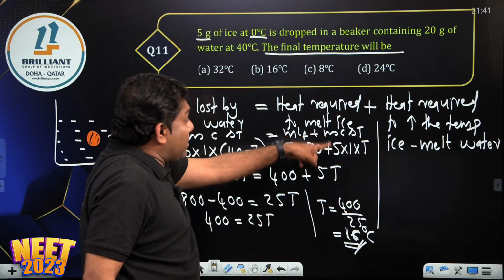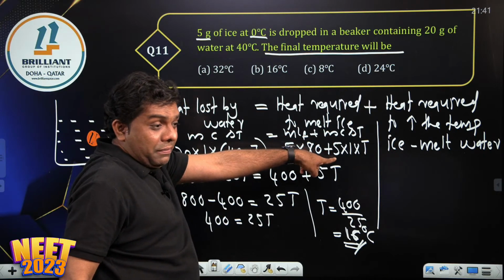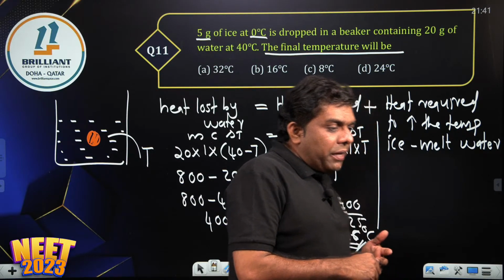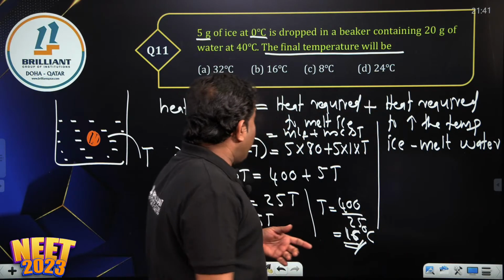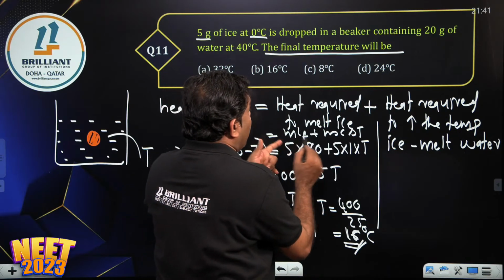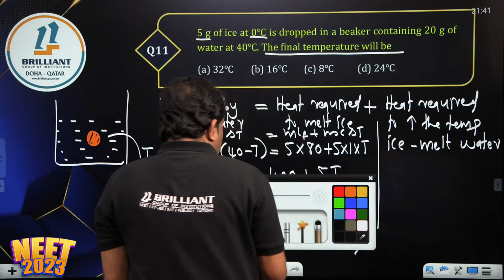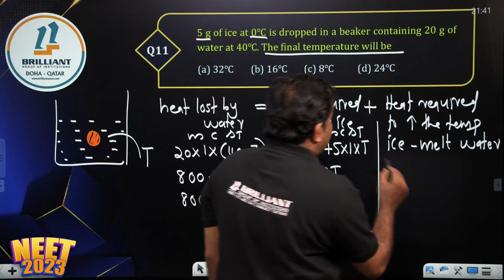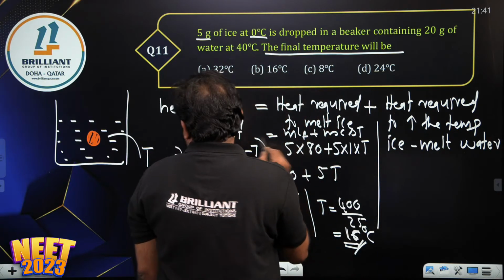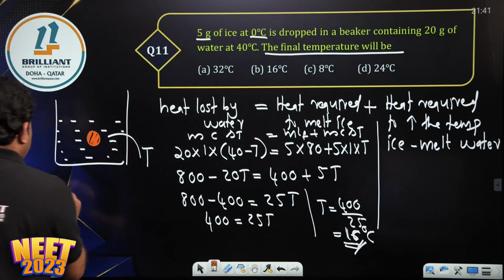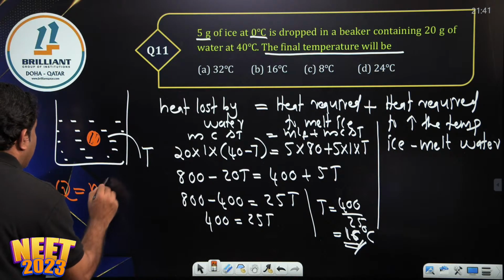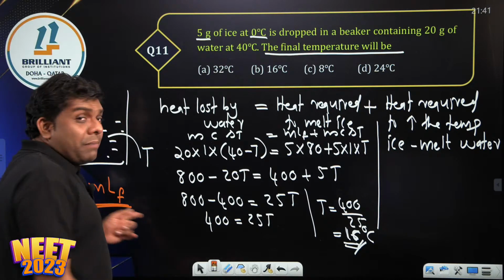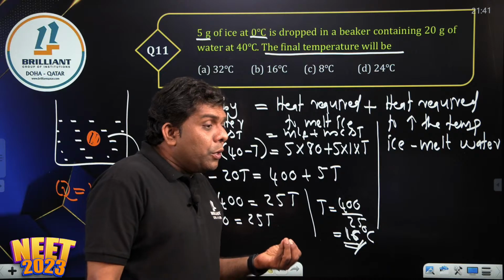But this is ice, so I am taking mass of ice as 5. Ice melt water currently. Now, how did we get 5 into 80? Yes, 5 into 80 means MLF. I will explain. What is 5 into 80? The heat required to melt ice, that is equal to M into LF. The heat required to melt ice, MLF, where M is mass. What is LF?